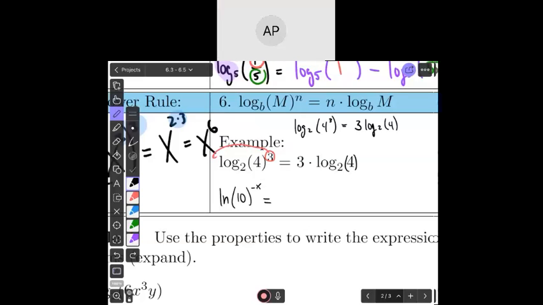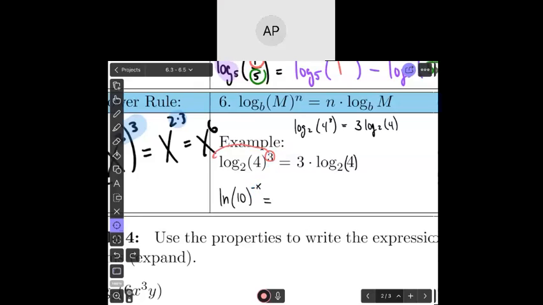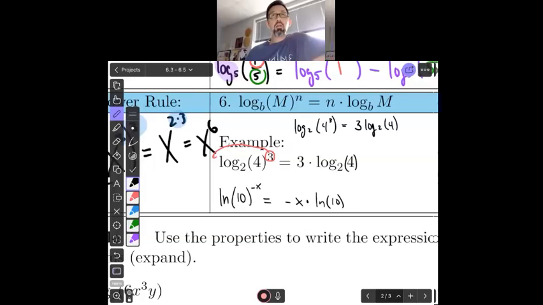Is it going to be e to the power 10? Did this change? No. Is that going to change? No. Where did this go? To the left. Where's that going to go? To the left. Okay, say it. So negative x times, not to the 10th, natural log of 10. Okay, so negative x times the natural log of 10. That's all it is. Good work. It just drops to the front. Nothing else changed, right?